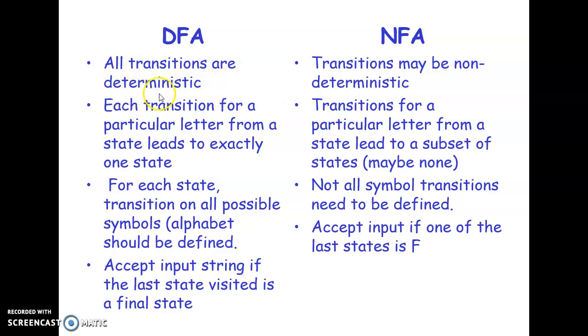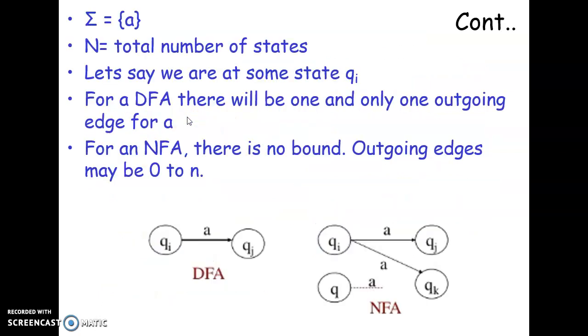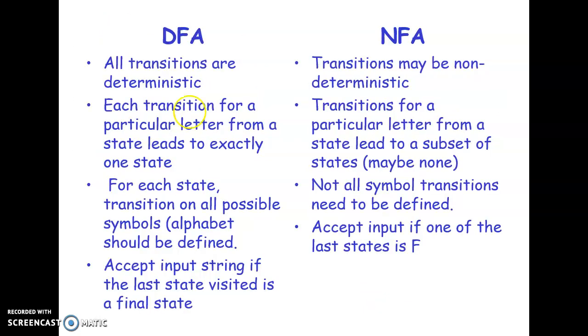So let's look at the differences and similarities of DFA and NFA and compare them. All transitions are deterministic in a DFA. Transitions may be non-deterministic in an NFA. Actually, the second and third points here explain the first point. Each transition for a particular letter, for example, as in the previous slide, where sigma had the letter A, from a state leads to exactly one state.